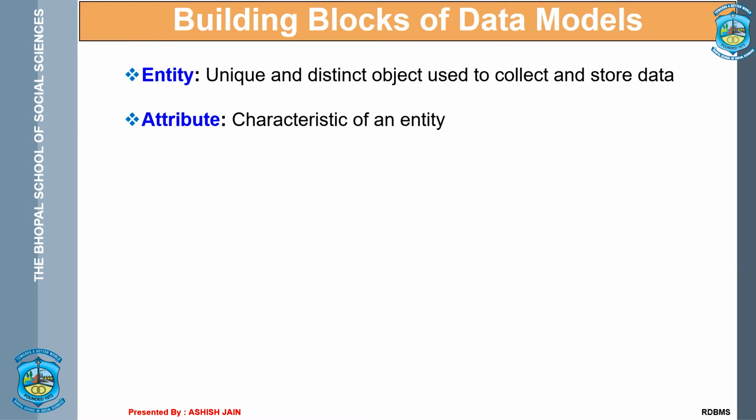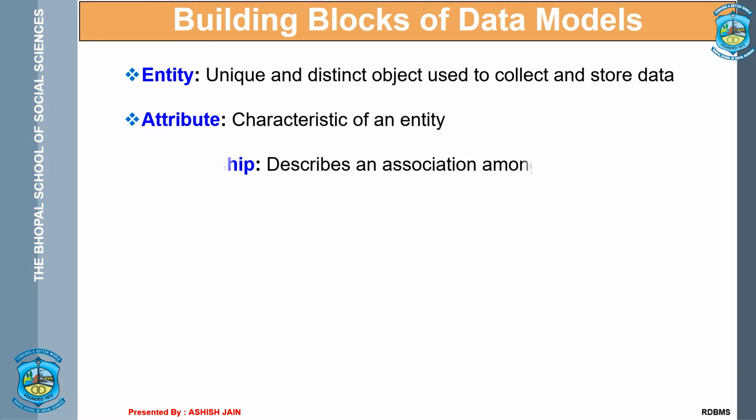Then attribute. The characteristics of an entity, all those features by which we identify an entity, form the attributes. So all these values like roll number, name, class, address, etc. regarding a particular entity student are called the attributes of this entity student.